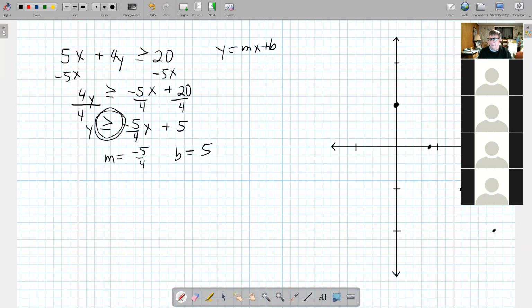It looks like it will be a solid line. It would be a solid line. That is correct, because it includes the equal sign. So I'm going to go back over here and draw a solid line.